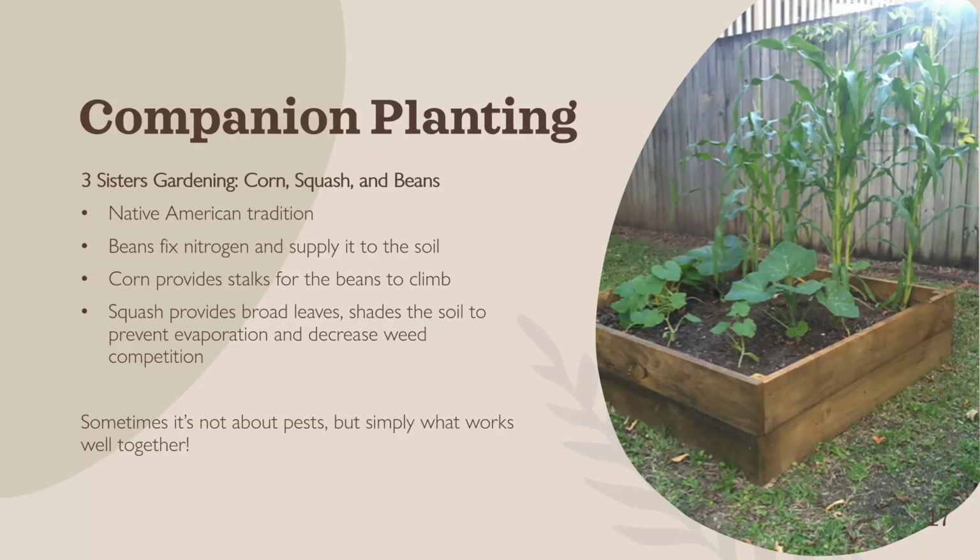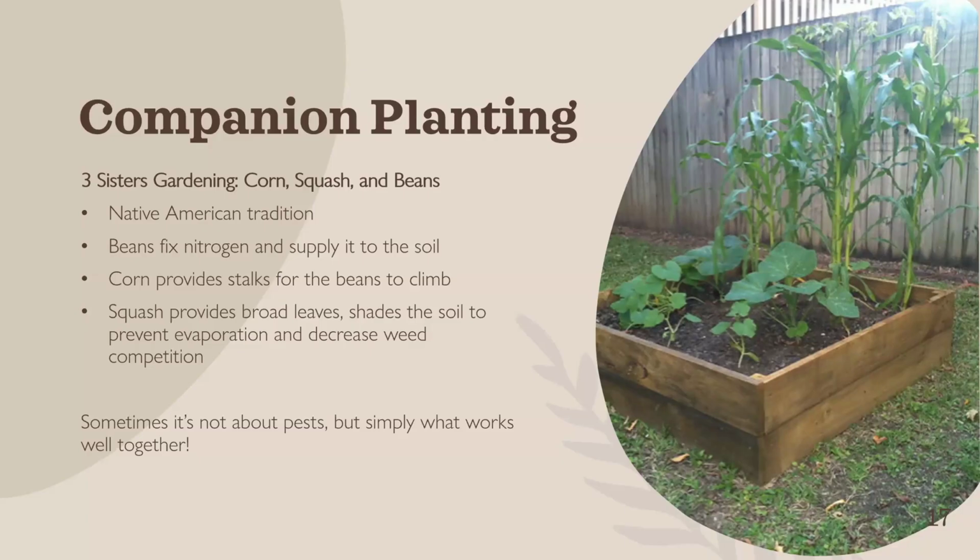And then by putting squash in that same garden, you're going to have the broad leaves growing off that squash. And those are going to do a couple of things. One, they help shade the soil and prevent evaporation, therefore decreasing some of that weed competition with shade. But by doing the chop and drop method right there in the garden, you also have all of that natural mulch that can be added back into the soil.